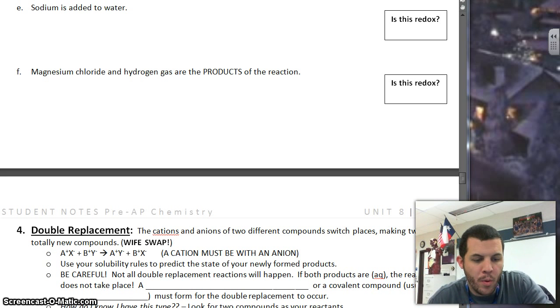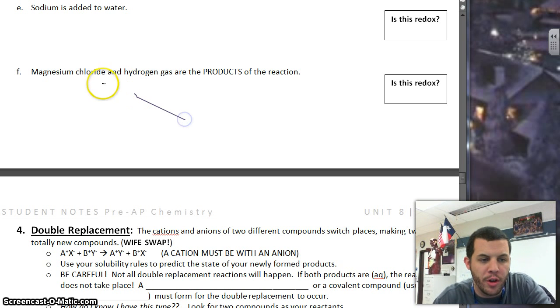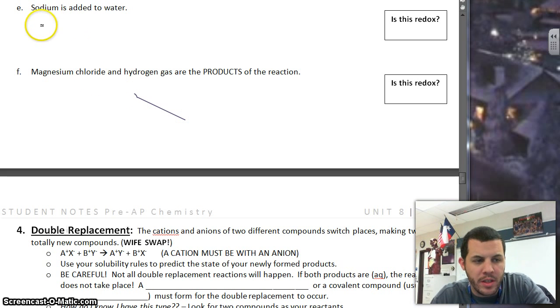Welcome back. I wanted to take a moment to do one more of the single replacement reactions with you to jog your memory a little bit on single replacement. So let's take a look at sodium is added to water. Okay, now this is a tricky one of the single replacement. So let's just go ahead and write it out.